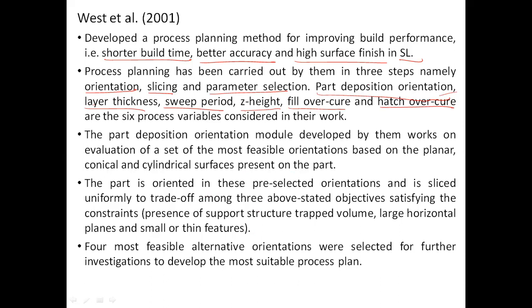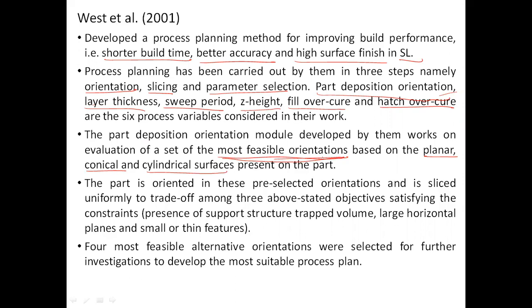Where all the surfaces that were present in the CAD model were divided into 3 basic surfaces. The 3 basic surfaces were planar surface, conical surface, and cylindrical surface. And based on these 3 types of surfaces, the most feasible orientations were planned.